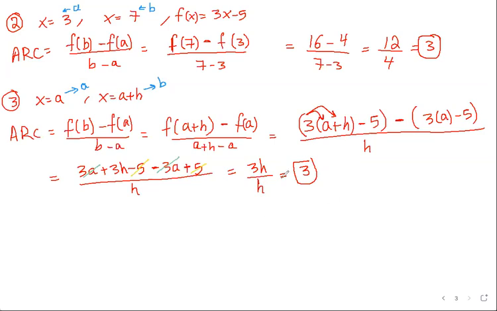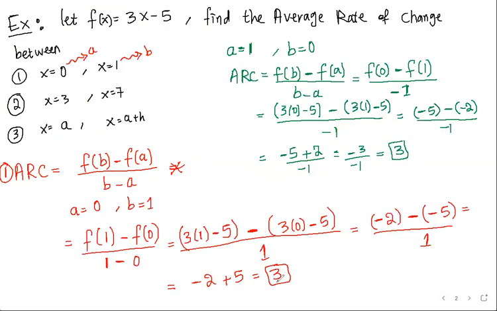So look, the average rate of change is 3, 3, 3. So why is it always 3 for this example? Why doesn't it change? Because that's the slope of the line we're graphing. Exactly. If the function is a line, the average rate of change will always be constant. It doesn't change for any two numbers.